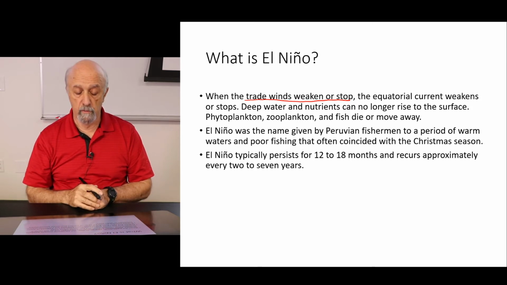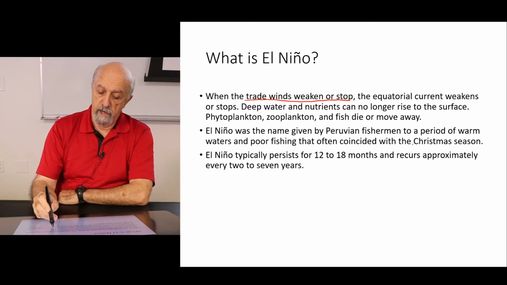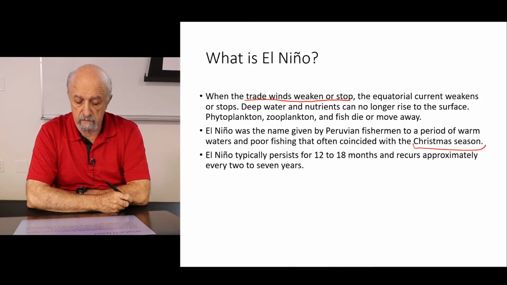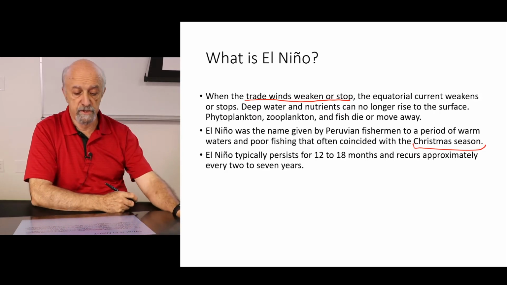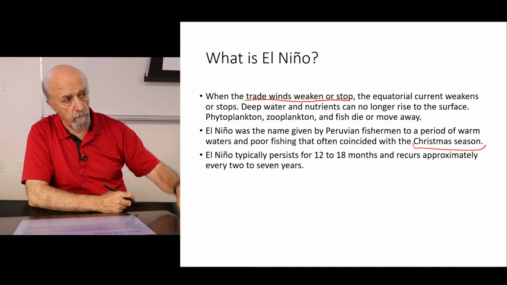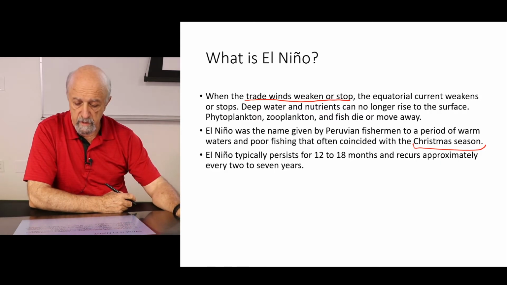Why is it called El Niño? Well, El Niño is because it happens around the Christmas season. And you know, the English translation would be the child, making allusion to the Christmas season where Christ was born. So that's the reason it was named El Niño.